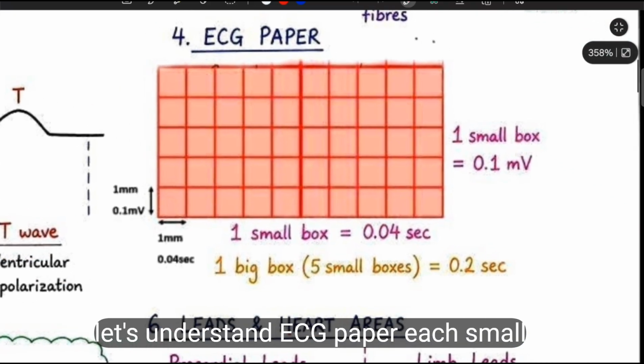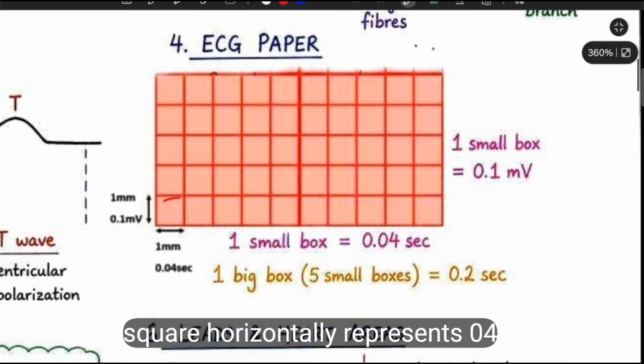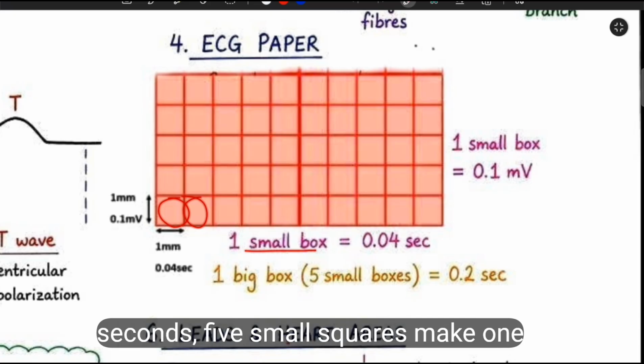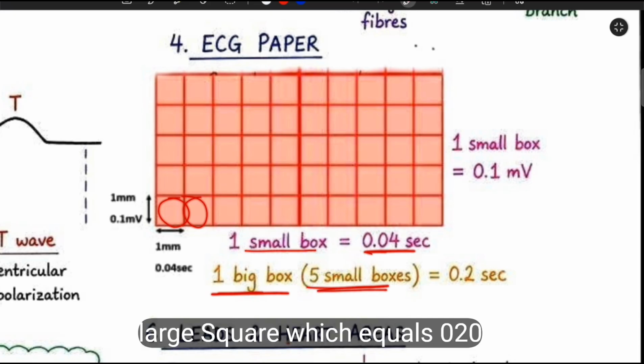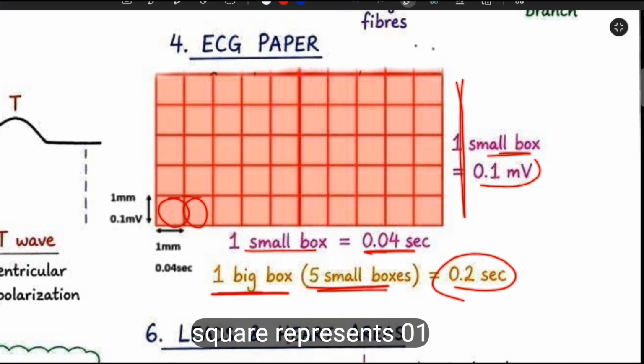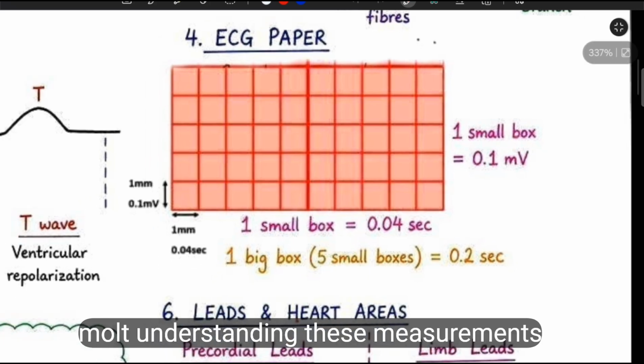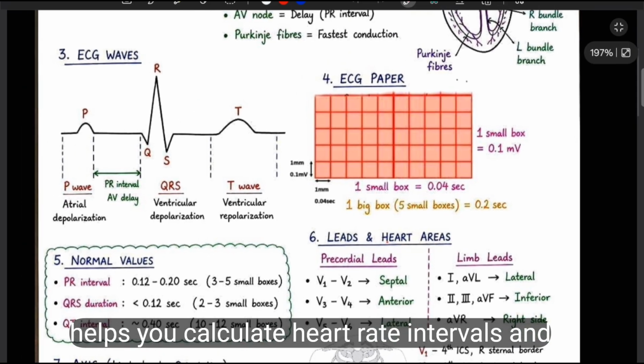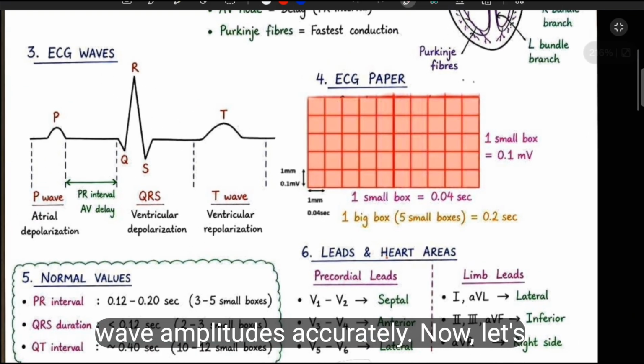Now let's understand ECG paper. Each small square horizontally represents 0.04 seconds. 5 small squares make one large square, which equals 0.20 seconds. Vertically, each small square represents 0.1 millivolt. Understanding these measurements helps you calculate heart rate, intervals, and wave amplitudes accurately.